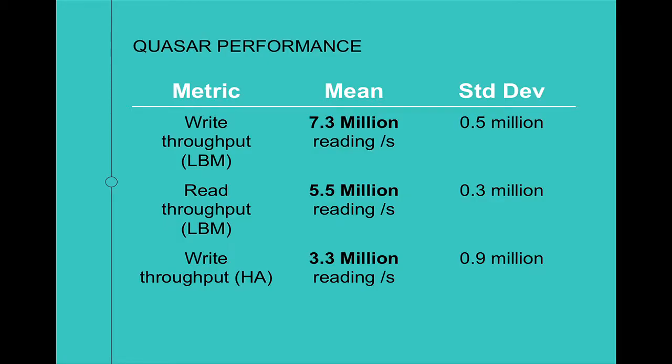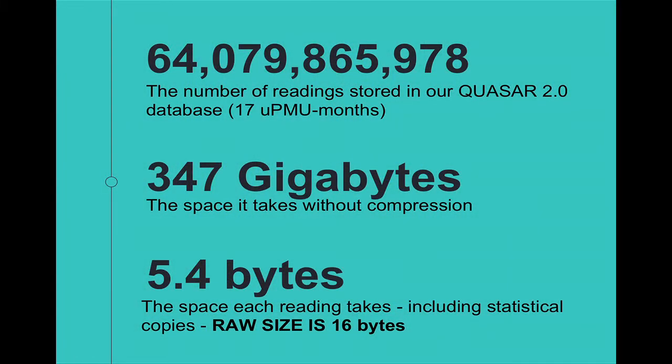What we ended up getting to was a database that can provide 7.3 million inserts per second, with a read throughput of 5.5 million. If you're running in high availability with failover, it drops a little bit, but we're still above our target at 3.3 million inserts per second. In terms of storage efficiency, we managed to get it down to 5.4 bytes per reading. It's a third of what the raw size was. As you'll see later, we store a bunch of statistical information to meet our other goals, so this includes all of the overhead that the database has to achieve its other objectives.